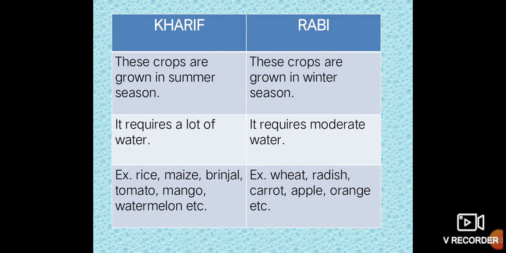Read it now. First one, Kharif crop. Kharif crops are grown in summer season, whereas Rabi crops are grown in winter season. Kharif requires a lot of water, but Rabi crops require moderate water. Examples for Kharif crops are rice, maize, brinjal, tomato, mango, watermelon, these things. Examples for Rabi crops are wheat, radish, carrot, apple, orange, these things.